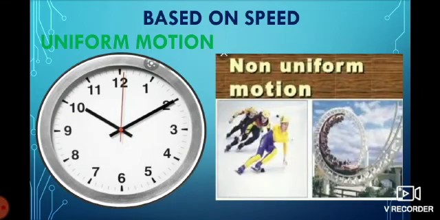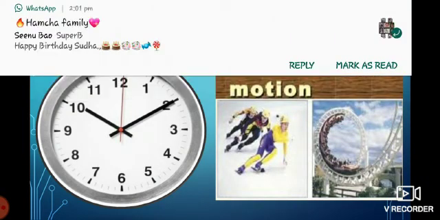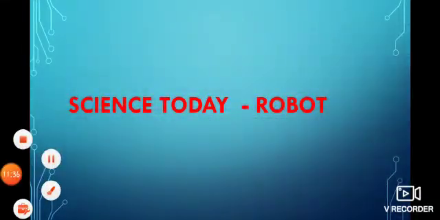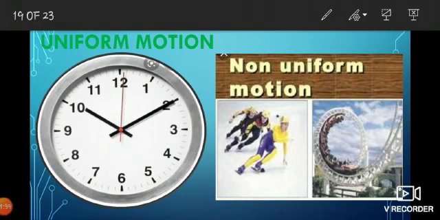And non-uniform motion means the object does not cover uniform distance in uniform time. An example of this is driving a car or vehicle, and the roller coaster is an example of non-uniform motion, because the speed and the distance covered are not uniform.